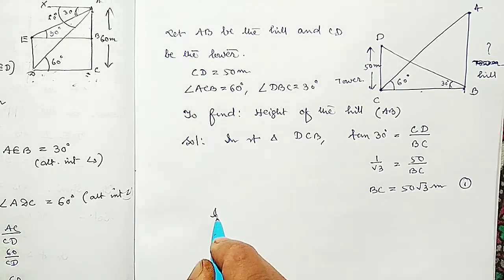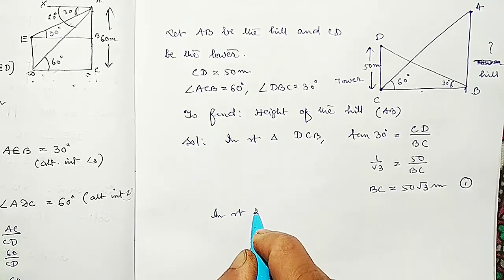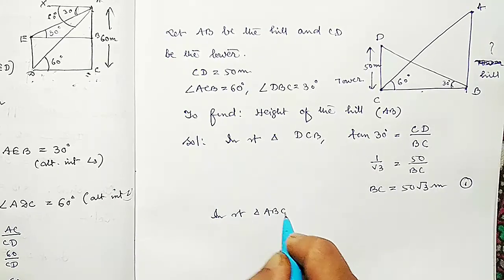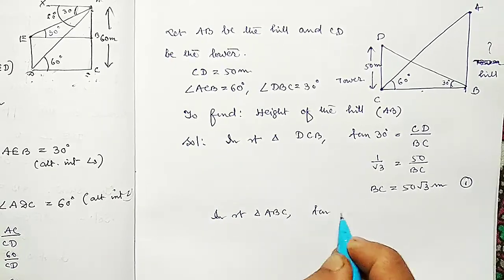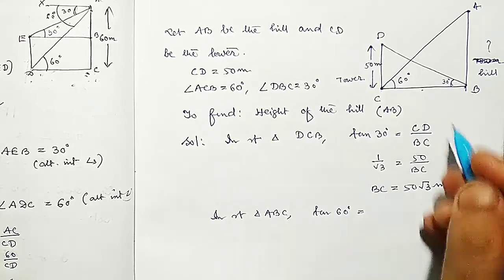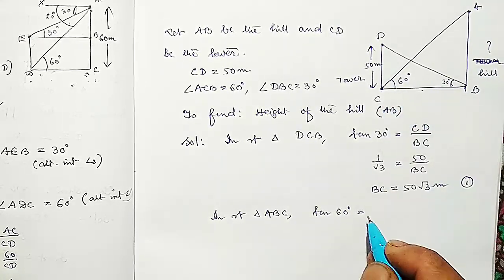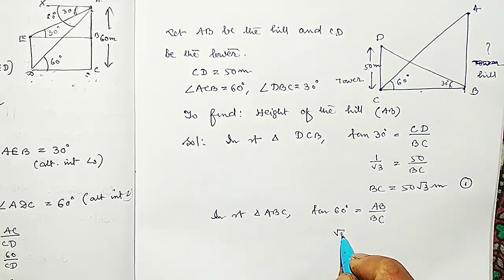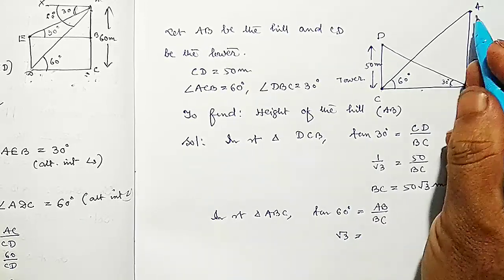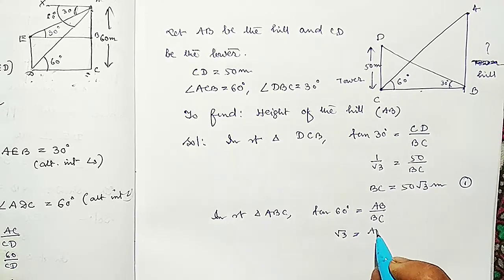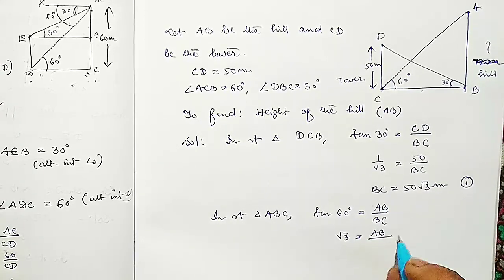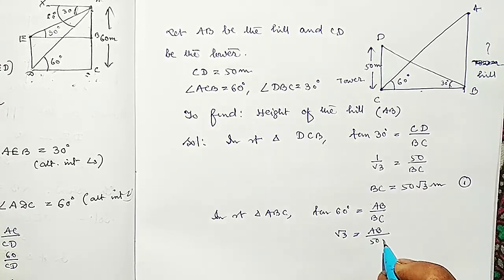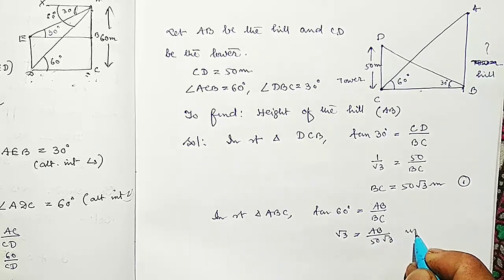In right triangle ABC, tan of 60 degree, tan 60 will be AB by BC. So we can write here AB by BC. Tan 60's value is root 3. AB we don't know, so we just write AB by BC, and BC is 50 root 3. So here we are writing 50 root 3. You can write here using 1.